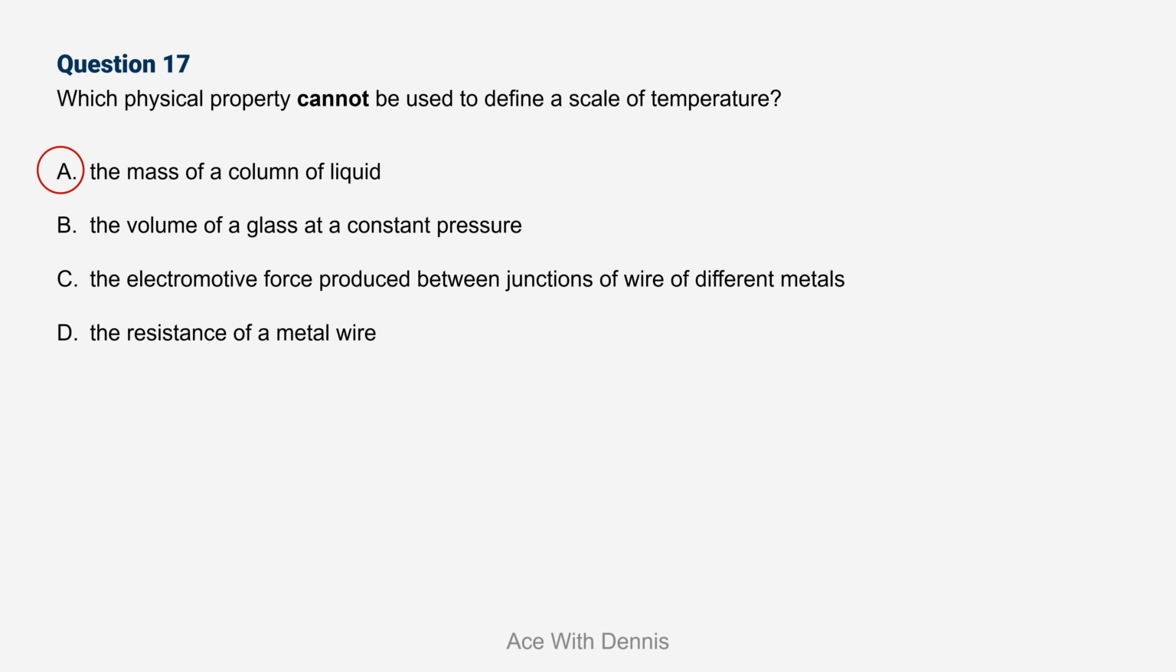So the other choices B, C, and D, these quantities can be changed linearly when the temperature changes. But for the mass, the definition of mass is the amount of substance of an object. So it will always be fixed even if temperature changes.